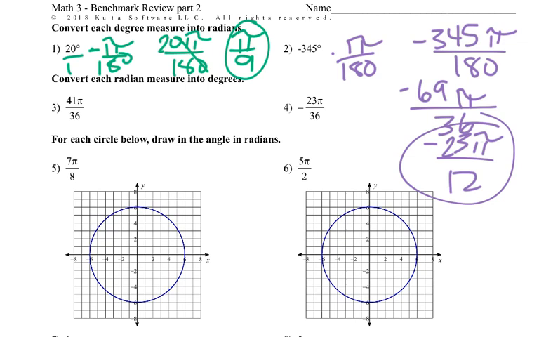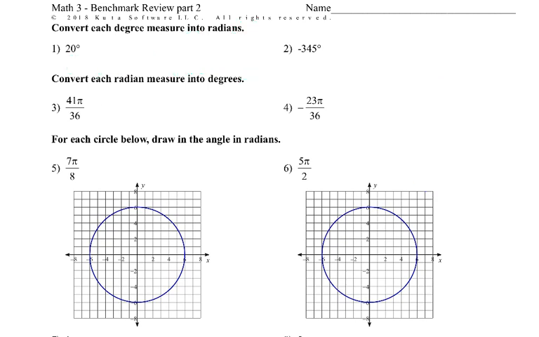Now, for 3 and 4, it's just the opposite. So I times by 180 over pi. Now, the pi's will cancel out, which is good. So then I just go 41 times 180, which is 7,380, divided by 36. And we end up with 205 degrees.